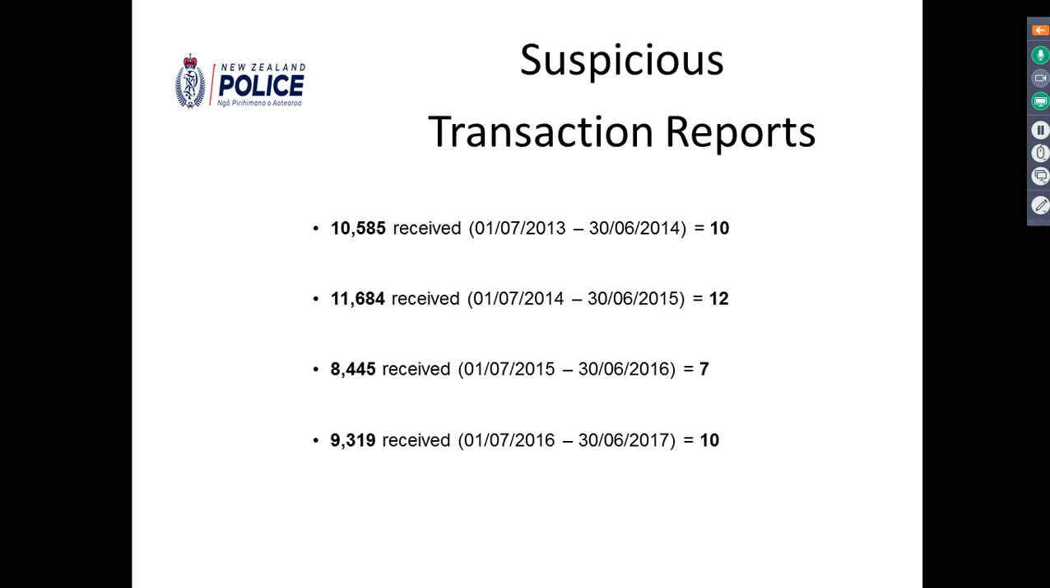So from the inception of the suspicious transaction reporting in 2013, this slide gives you an idea of the number of suspicious transactions that we've received during certain timeframes. The large numbers that you see there to your left are the number of suspicious transactions that we have received, and the itty-bitty numbers on the right-hand side are the number of STRs that we have received from law firms.